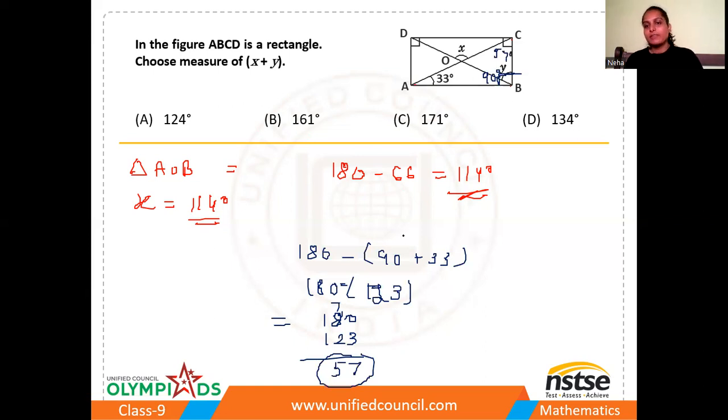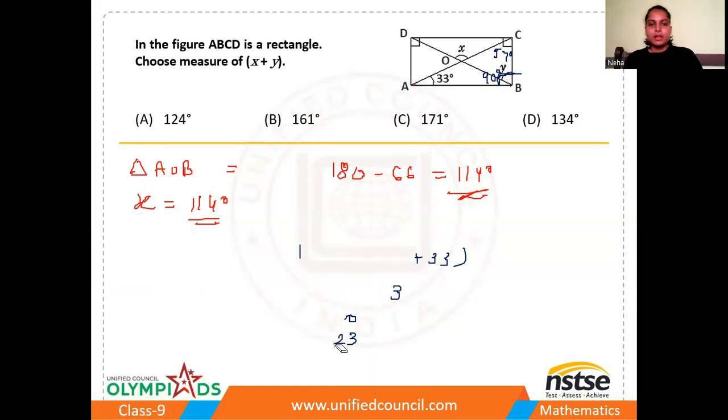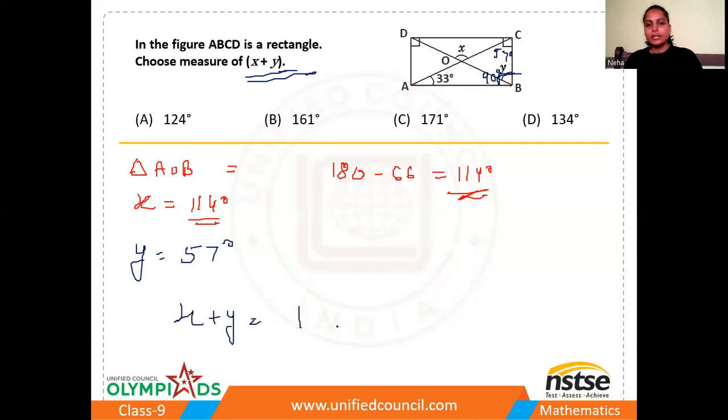Okay. Now I need the value of angle y. So angle y is what? Angle y is nothing but 90 minus 33. Correct? So 90 minus 33, that means 57 degrees. Right? Angle y is equals to 57 degrees. So now they are asking to measure of x plus y. So x plus y is 114 plus 57 degrees. That means 171 degree. Yes, option C is the right answer.